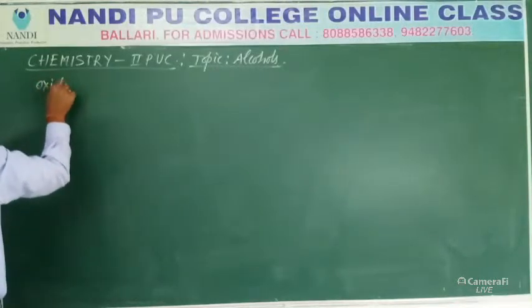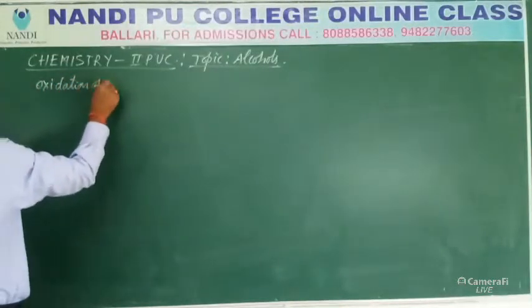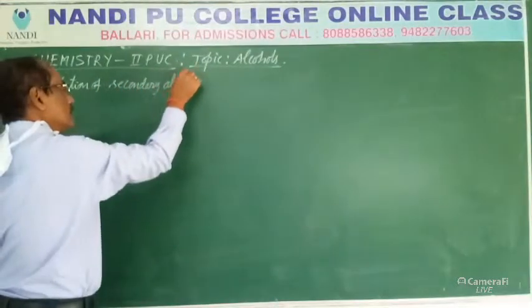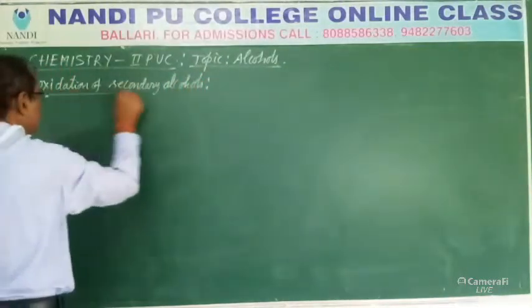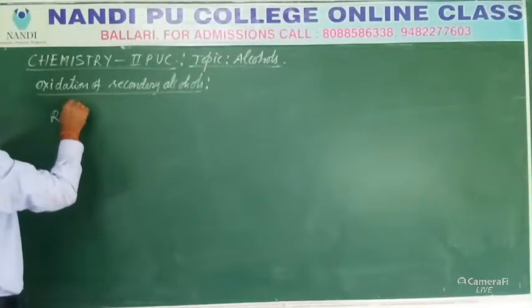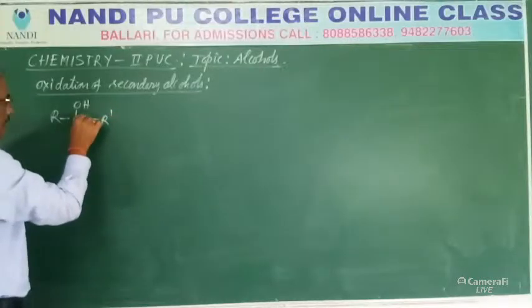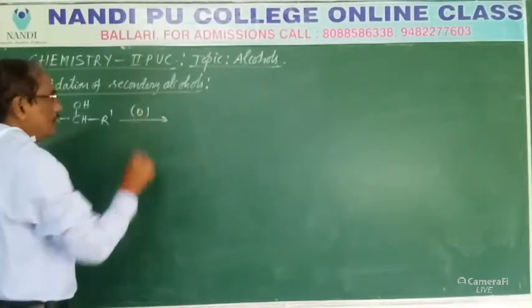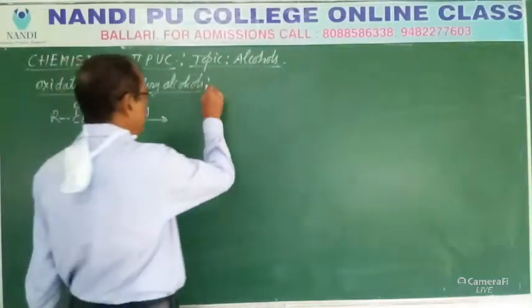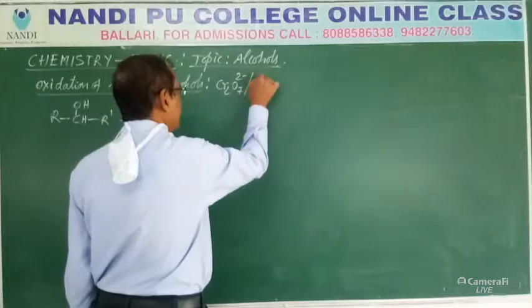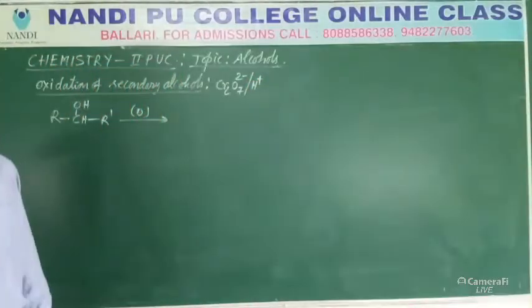So oxidation of secondary alcohols. If you take a secondary alcohol RCHOHR', or you can take the same alcoholic groups, these on oxidation... So what are the oxidants, children? I have given chromic acid, that is Cr2O7 2- H+. Potassium dichromate in sulfuric acid gives chromic acid, that is H2CrO4.